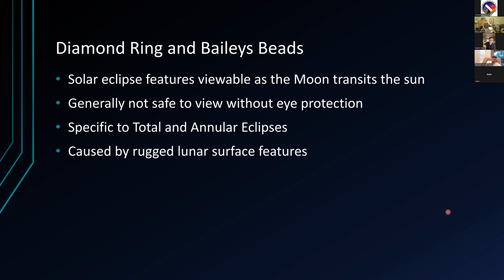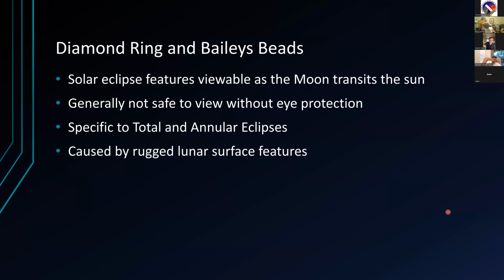These are features specific to solar eclipses that occur as the moon transits the sun, again, because an eclipse is a transit. They are generally not safe to view without eye protection. You will want to have a solar filter on any binocular or camera or telescope lenses, or be wearing appropriate solar eclipse eyewear. And as I mentioned, they only occur during total eclipses or annular eclipses. You won't see these in a partial eclipse usually, just because of how they occur.